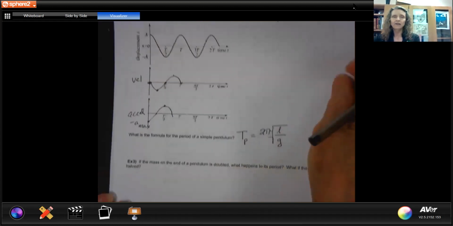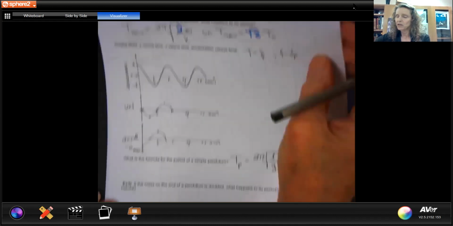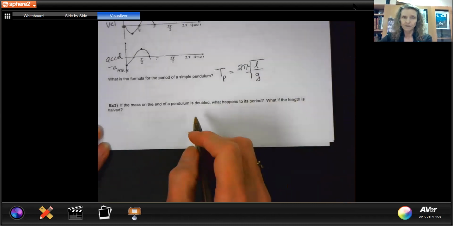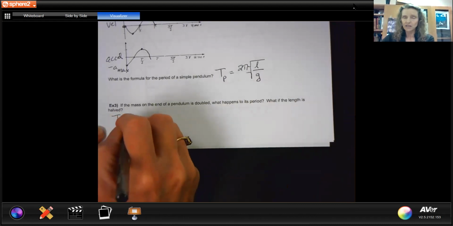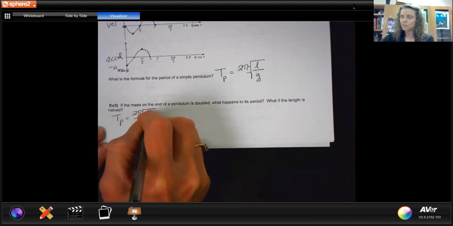All right, since we played around with the formula for the period of a spring up here, we need to play around a little bit before we go with the period for a pendulum. If the mass on the end of a pendulum is doubled, what happens to its period? So let equations guide your thinking. Write down the formula again for the period of a pendulum.